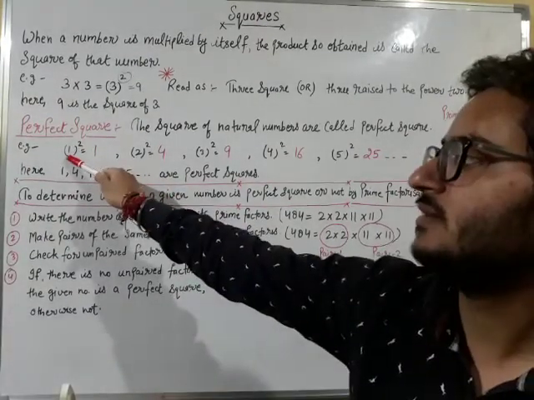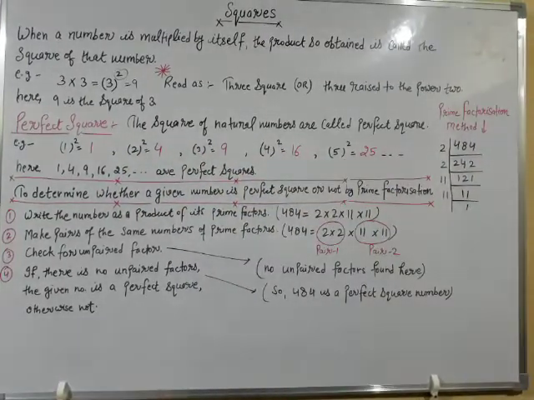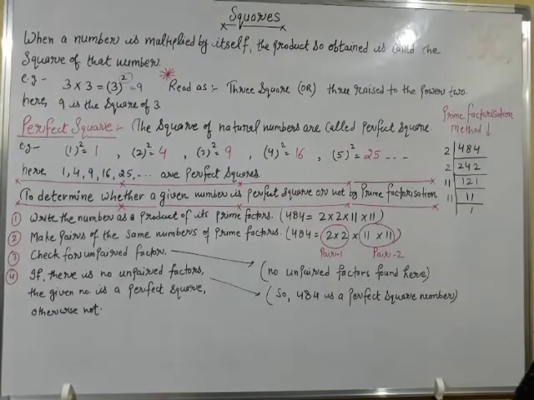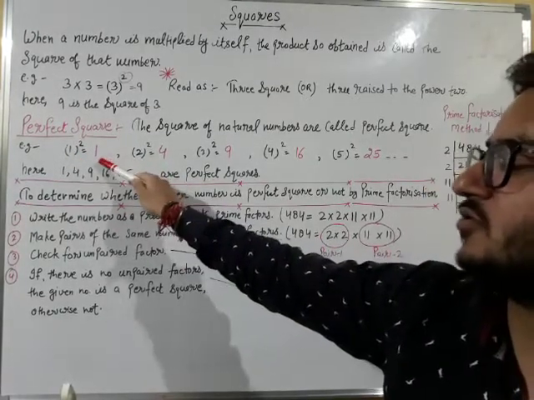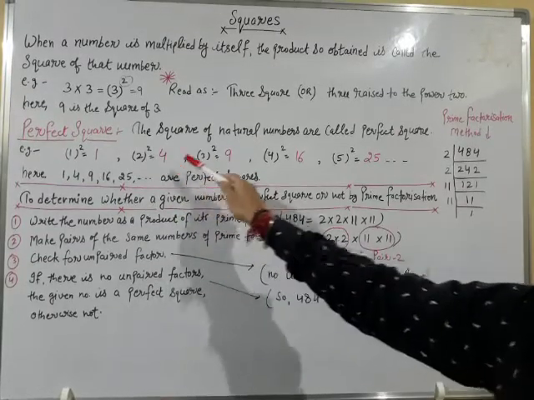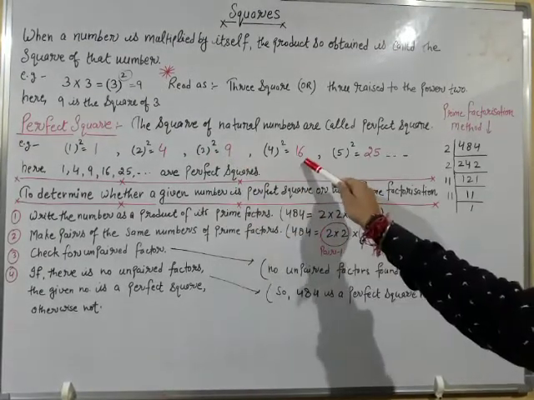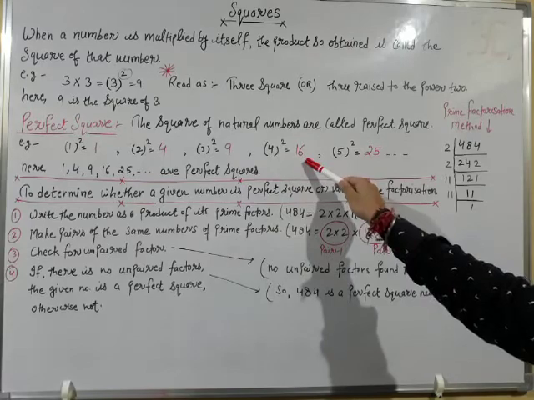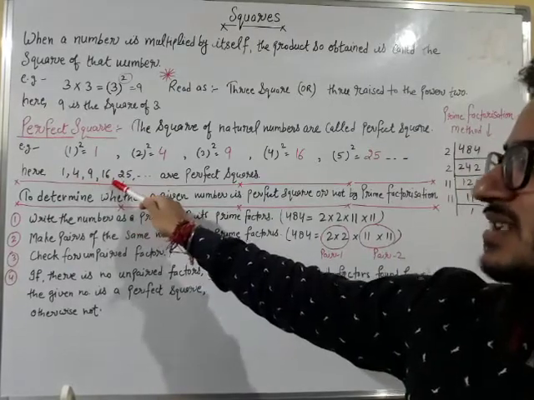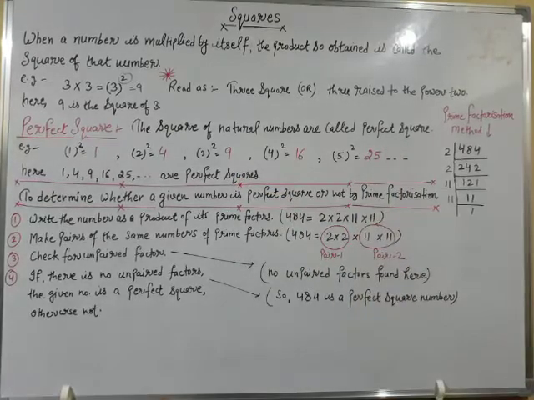Here 1 is a natural number, 2 is a natural number, 3, 4 and 5. All these are natural numbers. And we can also observe one more thing, that the square of a natural number is also a natural number. 4 is the square of 2 and 4 is a natural number. 9 is the square of 3 and 9 is a natural number. 16 is the square of 4 and 16 is a natural number, and so on. Here 1, 4, 9, 16 and 25 are all examples of perfect squares.